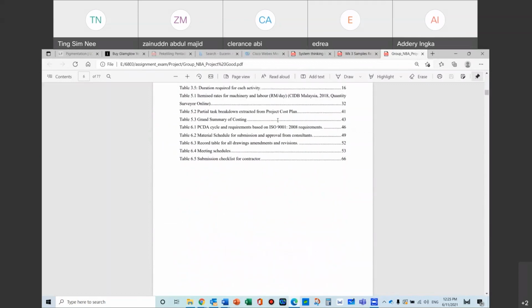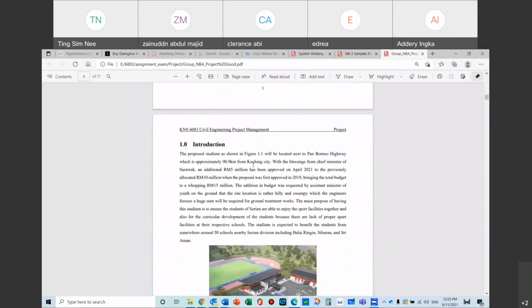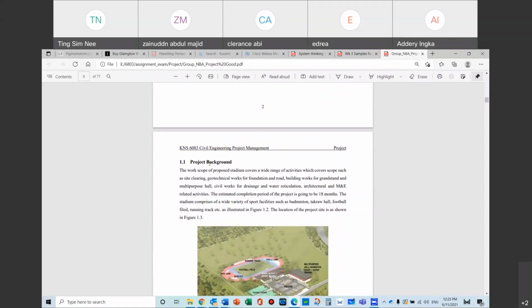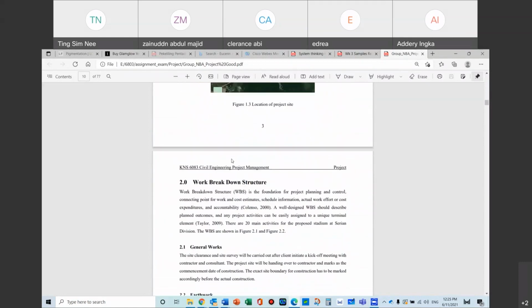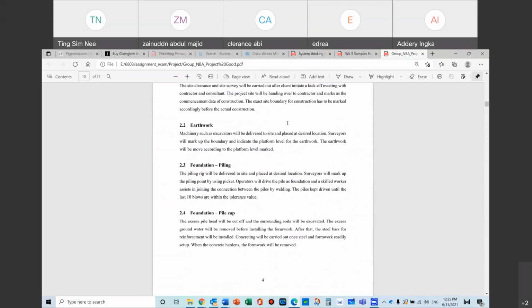So this is how your report should really look, nice and clean. Executive summary, introduction, what is your project all about. Same thing with your QM, you need to have a project background or your product background, your work breakdown. So here you're going to be breaking down your work as well.